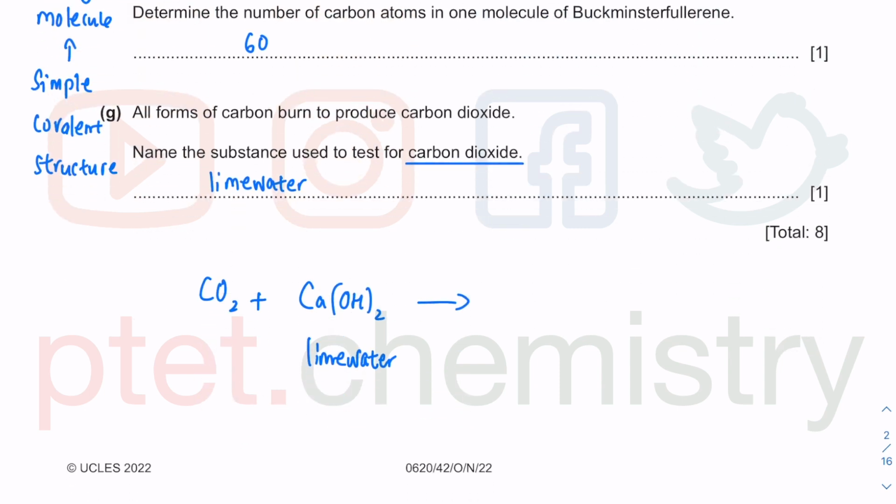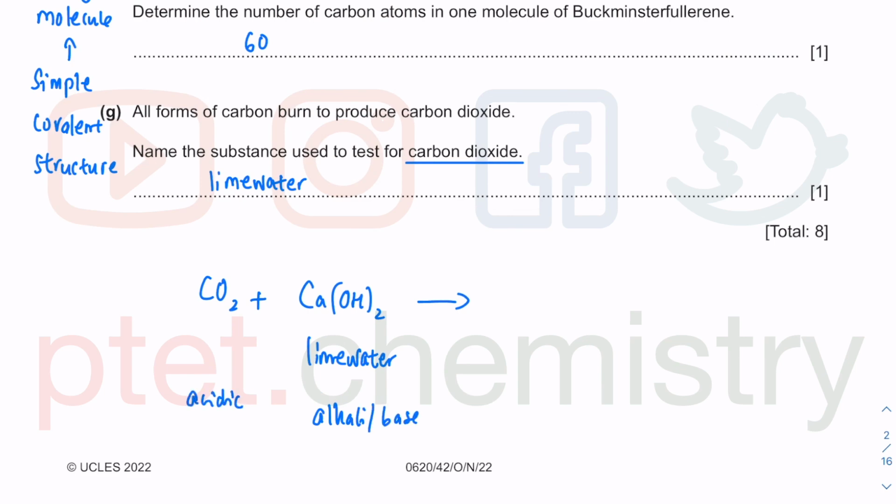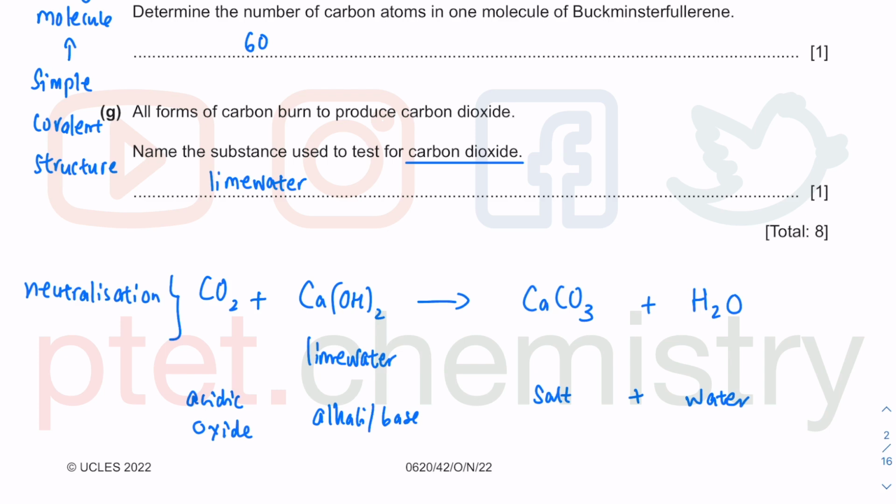What you're going to get is this: calcium hydroxide is an alkali, or you can call it a base, and carbon dioxide is an acidic oxide. Acid plus base, you're going to get the salt and also water. This is your classic neutralization reaction, producing the salt Ca2+ CO3 2-, and you will get water, and that equation is balanced now. CO2 take away 1 oxygen gives CO3 2-, leaving you behind with H2O there.